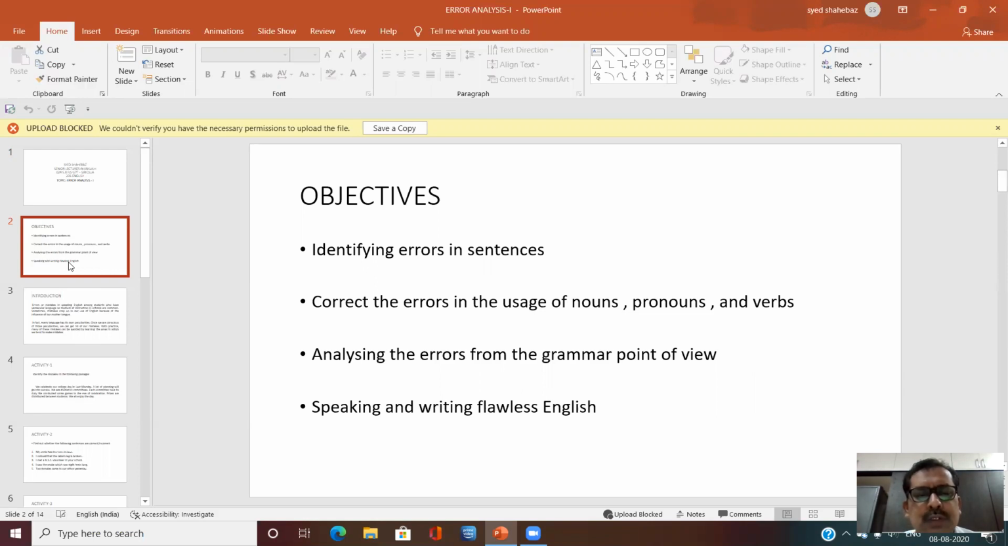The fourth objective is speaking and writing flawless English. This is the ultimate objective of teaching English at diploma level, empowering students to speak and write flawless English, improving communication skills, writing skills, listening skills, reading skills, soft skills, life skills, and all these skills.